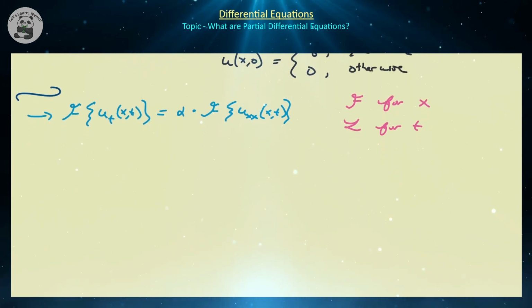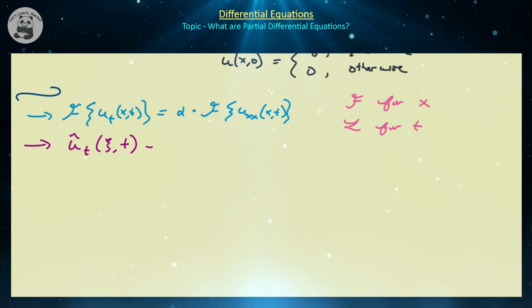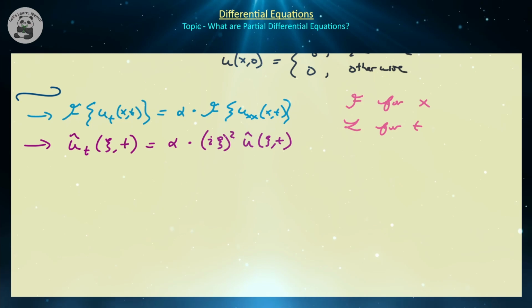Right? Now I'm going to use those properties of Fourier transforms that we talked about last time. The Fourier transform of the partial derivative of u with respect to t is the same as the partial derivative of the Fourier transform with respect to time, which I'm just going to note as u hat t. And keep in mind now x is transformed into a new variable, let's call it psi, so we have u hat of psi, t. And over here that's going to be equal to alpha times the Fourier transform of the double derivative with respect to x, which is equal to (i psi) squared times the Fourier transform of u, which is u hat of psi, t.